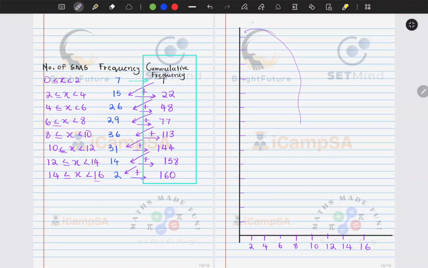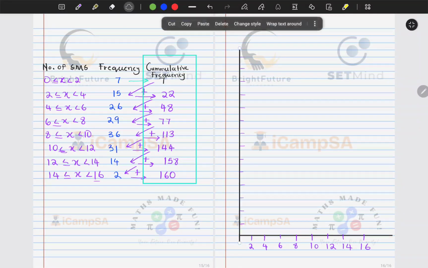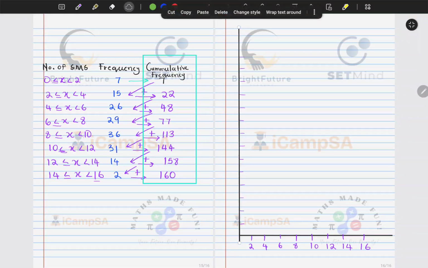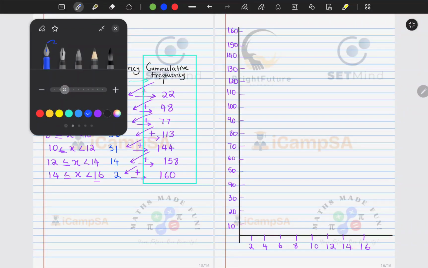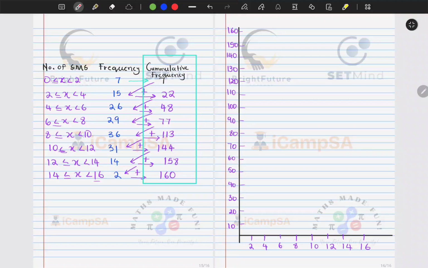Okay, so what I'm going to do is I'm going to try and make this axis just a bit small. Okay, so let's push it down equally, then just move it up. So what do we have? 10, 20, 30, 40, 50, 60, 70, 80, 90, 100, 110, 120, 130, 140, then 150, 160. Okay, so that is what we have. Let's quickly label that. So that is what we have as our graph. So we can go ahead now and do our plotting.